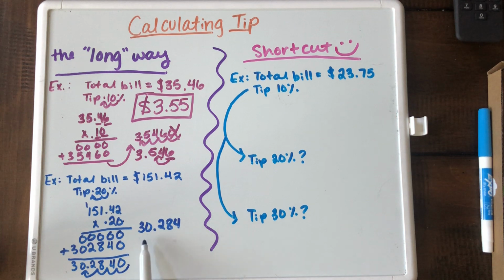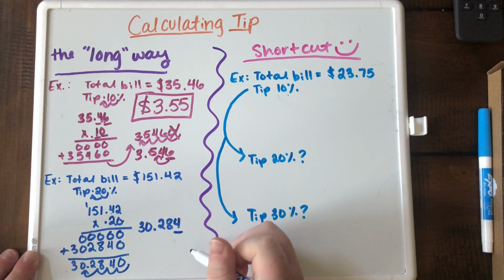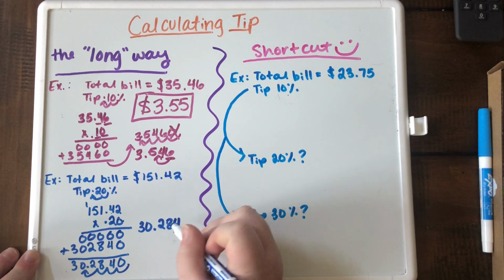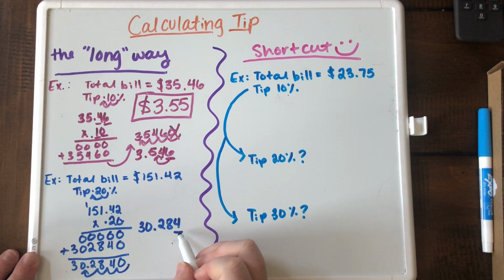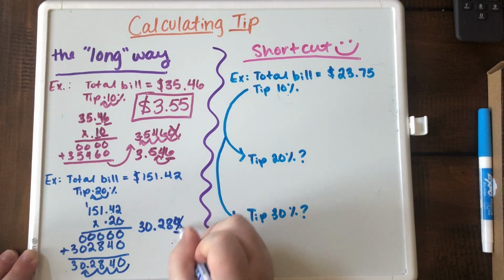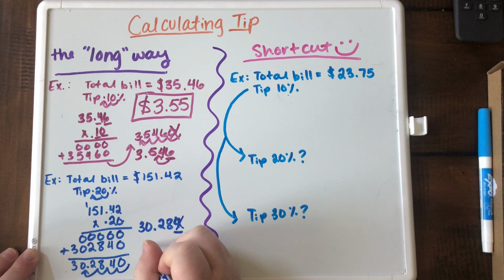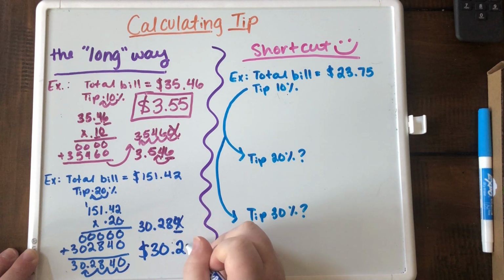So we again cannot have 3 digits after the decimal because we are dealing with money. So we look at this last digit, 4. If it is 5 or higher, you round this next digit up. If it is 4 or lower, it stays the same. This is a 4, so this is going to stay the same, which means that you just drop the 4. So your tip would be $30.28.